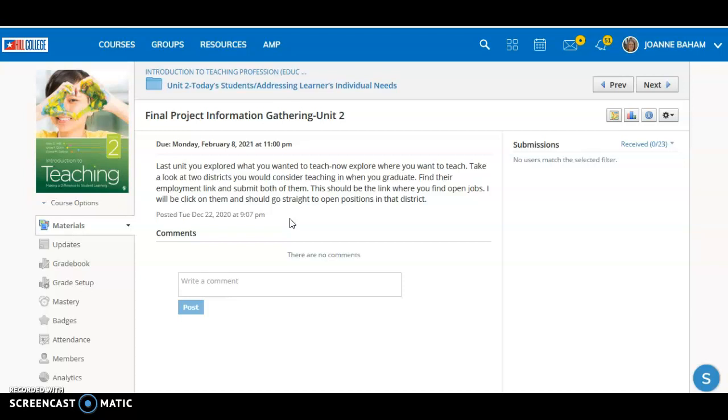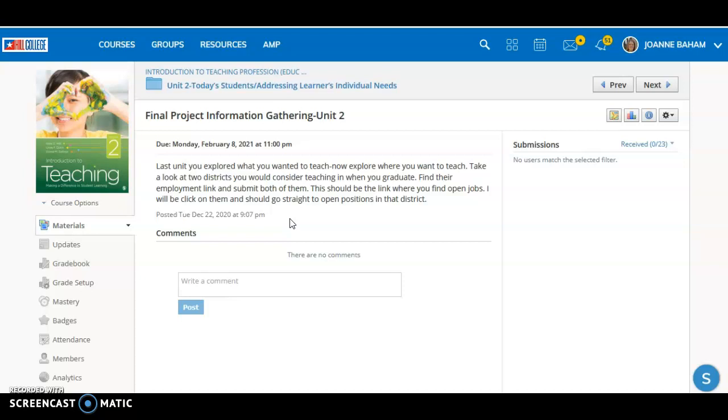It can be local districts, it could be districts far away, it could be districts in another state. It doesn't matter. I want you to find their employment link. Every district has an employment link. And what you need to do is say, for example, Cleburne ISD, here's the employment link. Here's Hillsborough ISD, here's the employment link. I chose those 2 because that's where the college is located. But you certainly can choose anywhere that you want to choose.